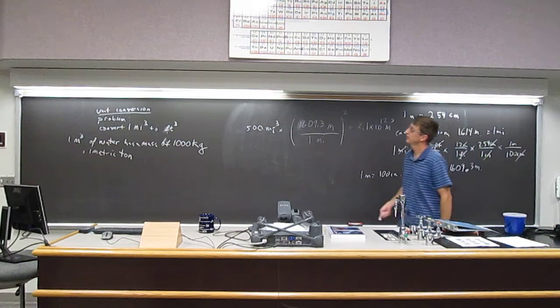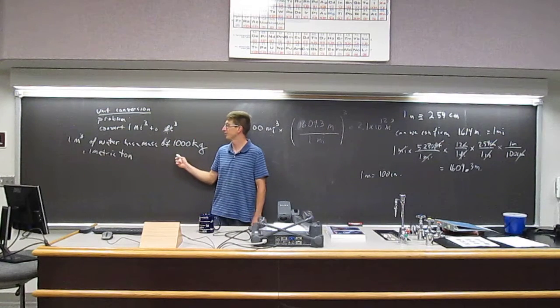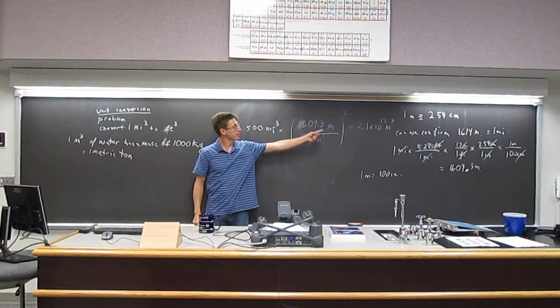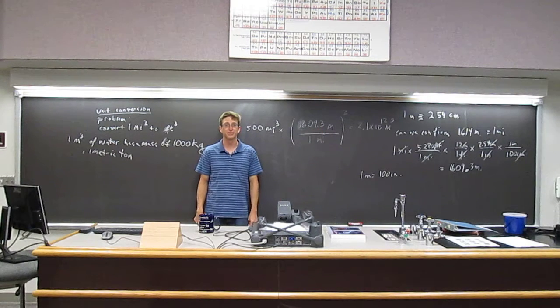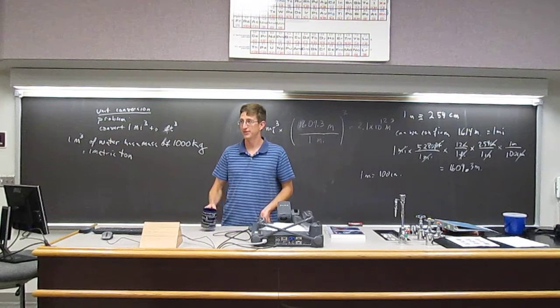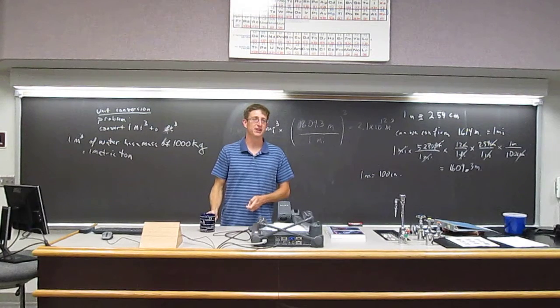So this would be 2.1. If each cubic meter of water had a mass of 1 metric ton, that would be 2.1 trillion metric tons of water that came through there. So it's a pretty neat flood.